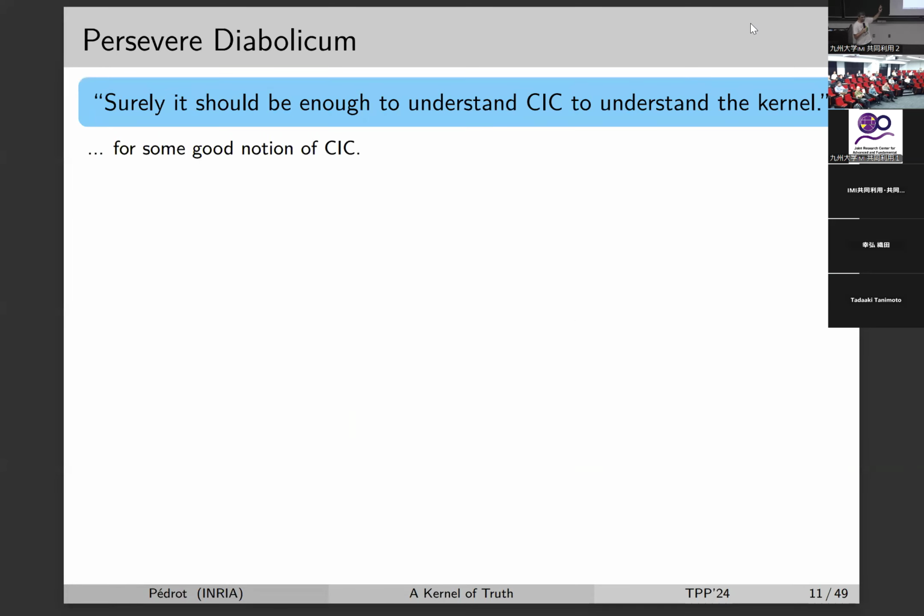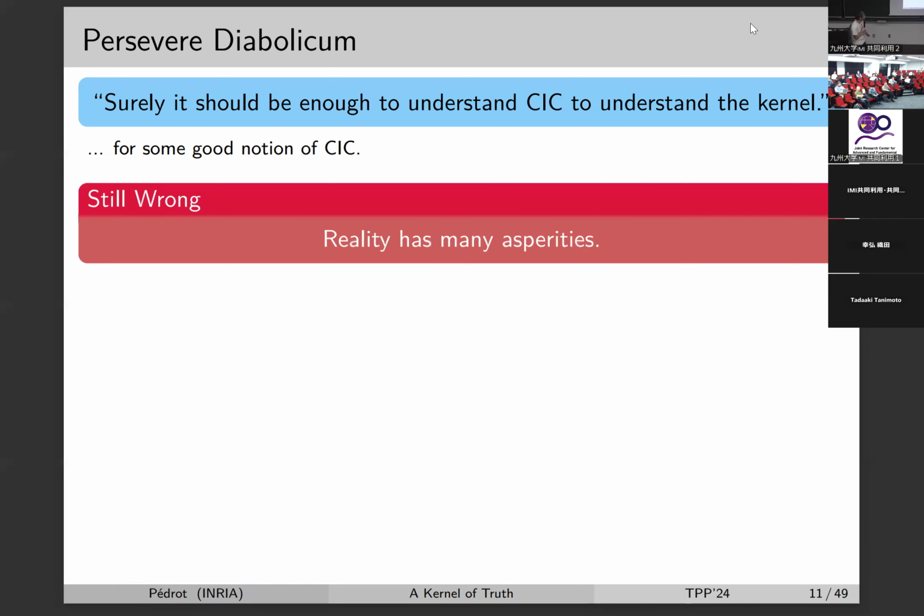Right, so that was the original reductionistic claim. Okay, so there is no such thing as CIC, but we assume that there is one. So we can still reiterate our claim, the reductionistic claim, saying that clearly it's enough to understand CIC to understand the kernel. Right, good, because there is such a thing as CIC. That's an act of faith. Okay, unfortunately for us, even that is not true.